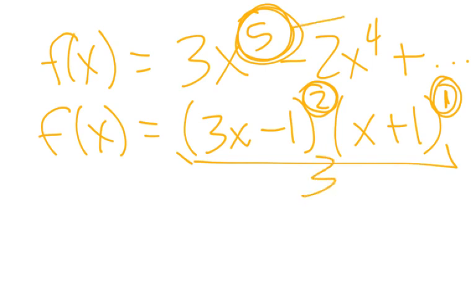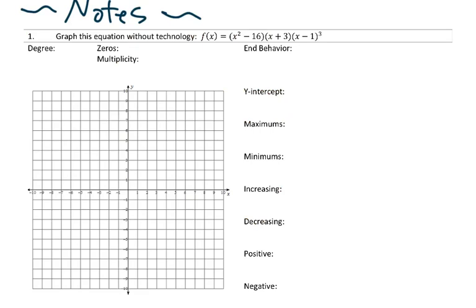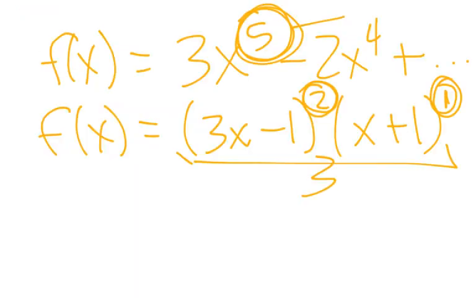So first thing we need to do is know the degree, because the degree is going to help us with the end behavior. So I've got x squared, so there's 2 x's, there's 1 x, and then there's 3 x's. So 2 and 1 is 3, plus 3 is going to give us a degree of 6. Now we have to remember how those degrees affect end behavior.